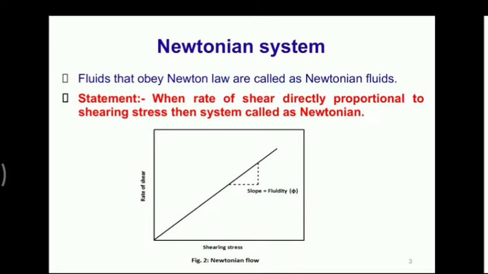the Newtonian system. This diagram explains it: when you take the rate of shear on the y-axis and the shearing stress on the x-axis, you get a straight line. This diagram indicates that shearing stress and rate of shear are directly proportional. If you determine the slope of the straight portion of the line, it is called the fluidity, denoted by the symbol phi. It is the reciprocal of the viscosity, which we already discussed in the previous lecture.